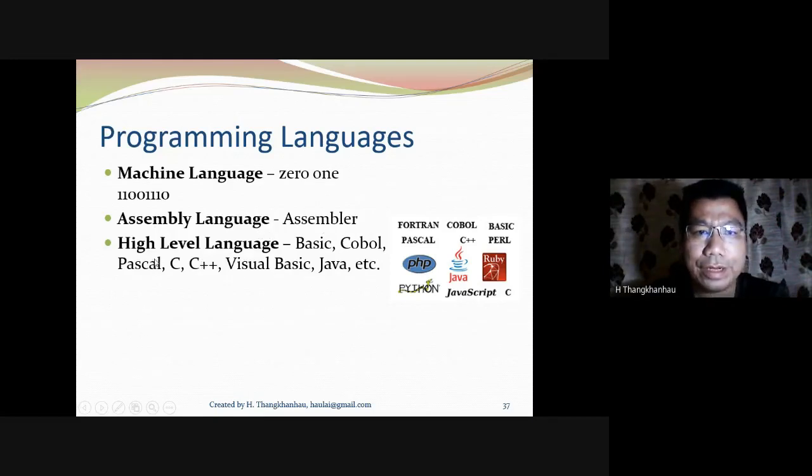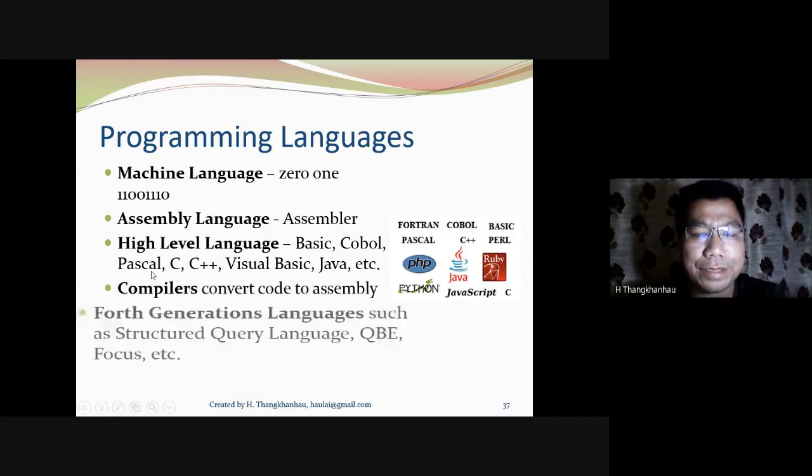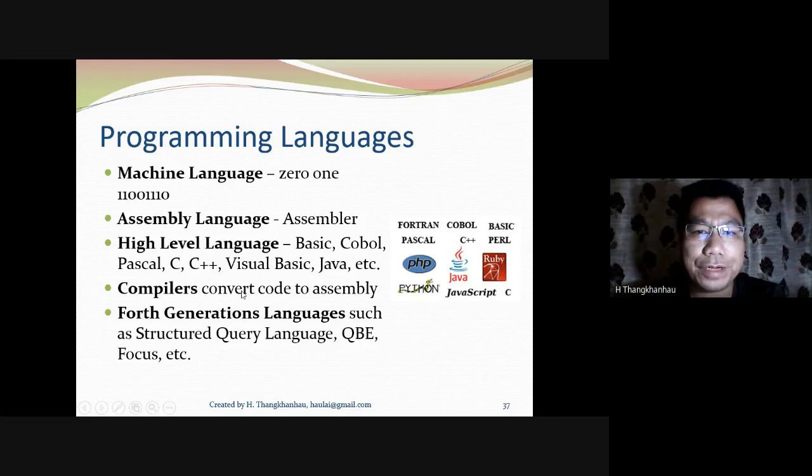difficult, and many computer experts developed high-level languages such as Basic, COBOL, Pascal, C, C++, Visual Basic, Java, nowadays Android, Python, etc. Okay, these are high-level programming languages. Those high-level programming languages are converted into assembly language by a compiler. So a compiler is a software tool that converts source code, or the code written in a computer programming language, to assembler. And there are also fourth generation languages such as SQL, structured query language, query-based, etc. Okay.